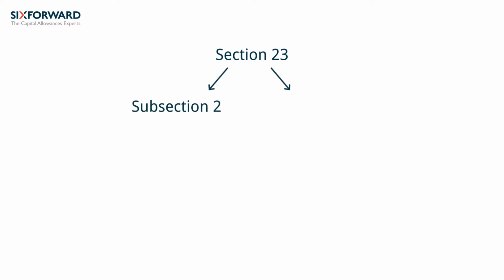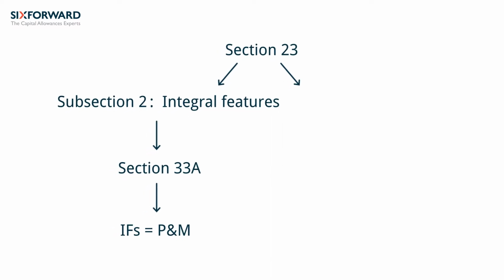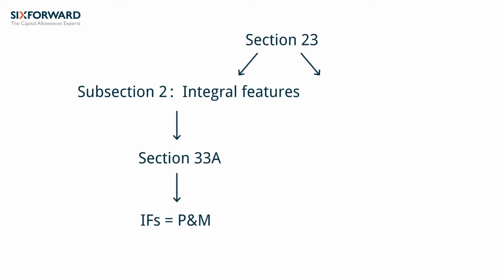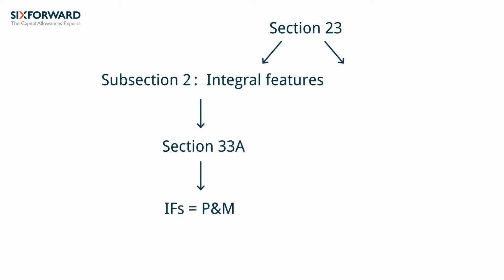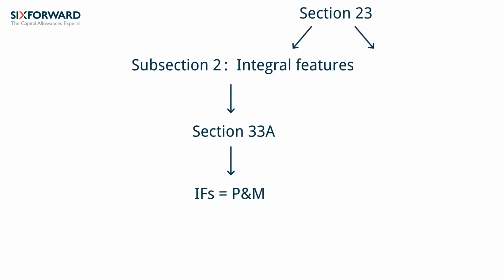Subsection 2 lists various other provisions of the Act, for example in relation to integral features. If we then go to those other provisions, we find a positive statement that the expenditure in question does qualify for allowances. So, for example, the cost of integral features is qualifying expenditure, and we do not need to worry about Sections 21 or 22 or about case law definitions of plant or machinery.